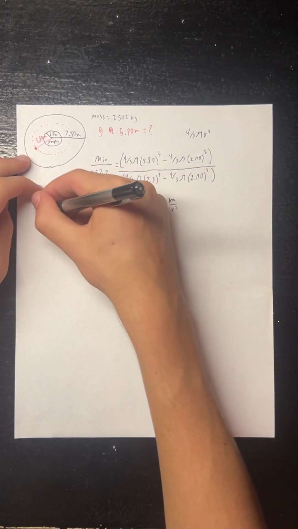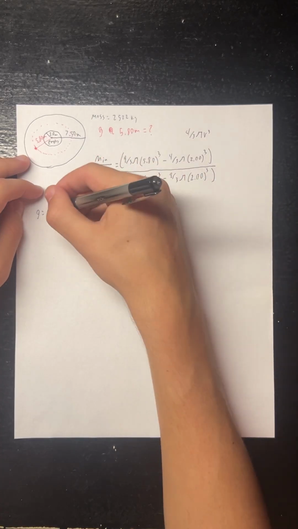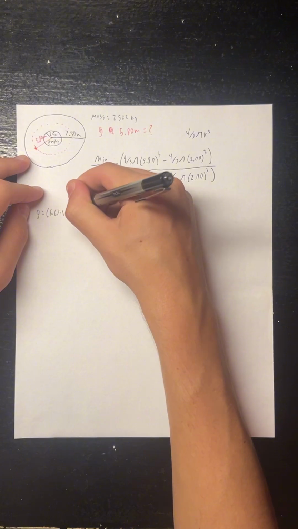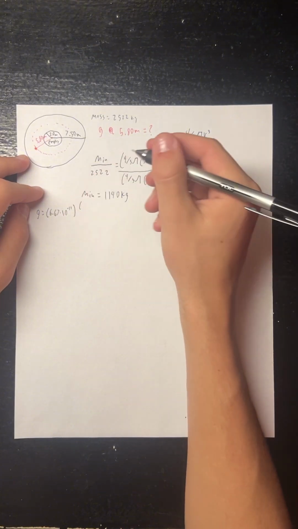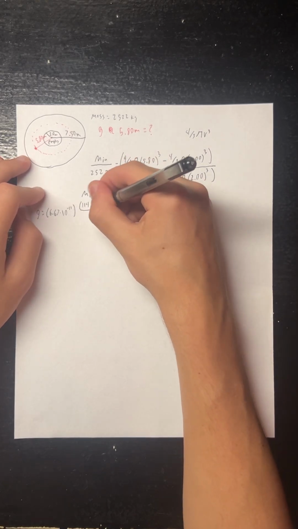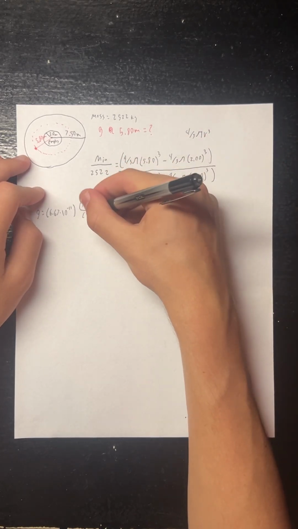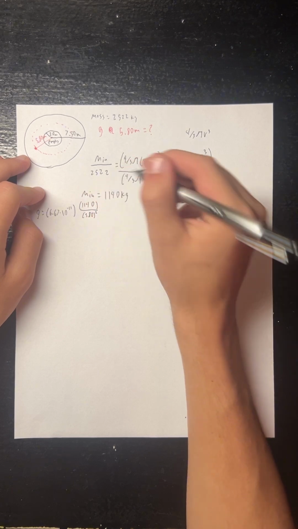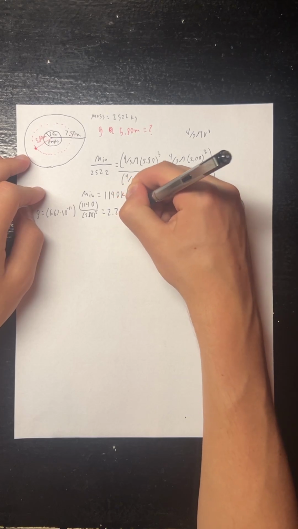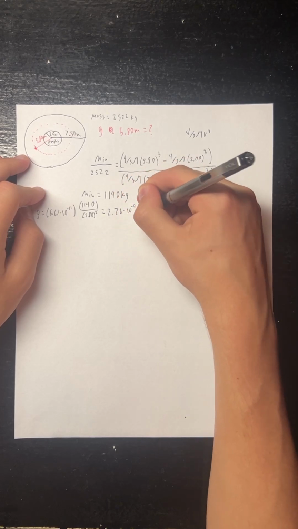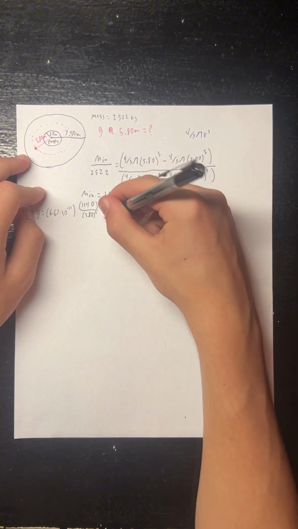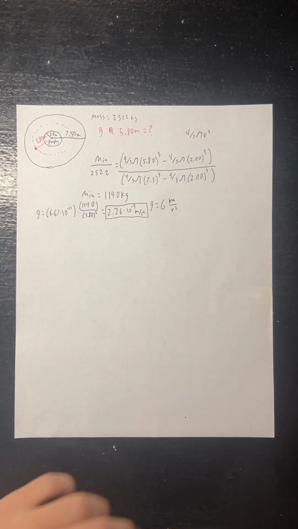So g equals 6.67 times 10 to the negative 11. That's our G, times m, 1140, over r squared, which is 5.80 squared. And this should come out to 2.26 times 10 to the negative 9. You can use whatever units you like, but I like meters per second squared. And that is how to do a question like that.